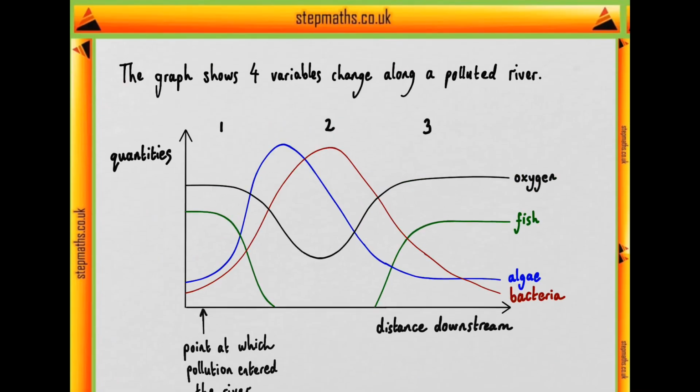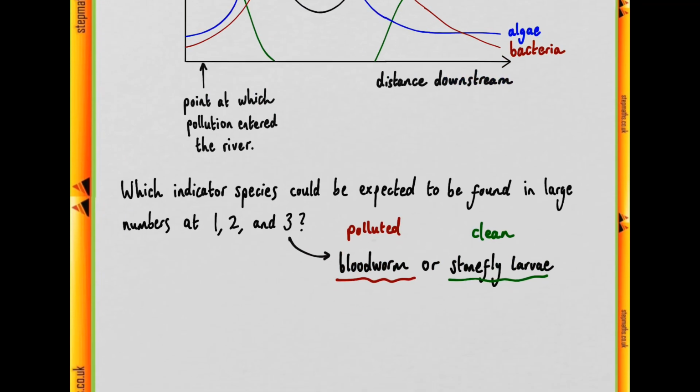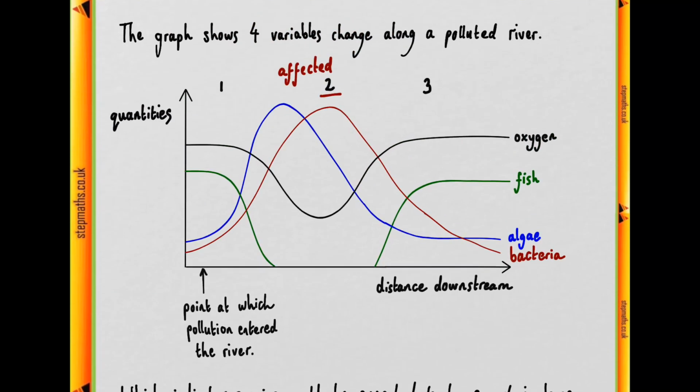So if we have a look at our graph here, things like an algal bloom and the increase in bacteria are associated with pollution. So we can see that especially around point 2, indicating that the biome has been affected by the pollution, rather the ecosystem. Similarly, the fact that the fish population has dwindled to nothing indicates that around point 2 we have a considerable impact on the ability of fish, and therefore of vulnerable indicator species like stonefly larvae, to be found.